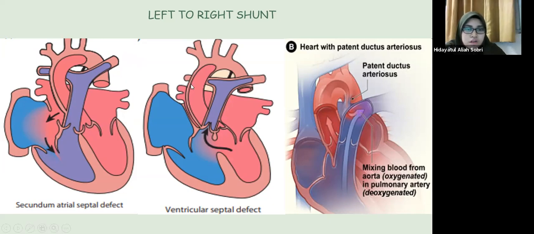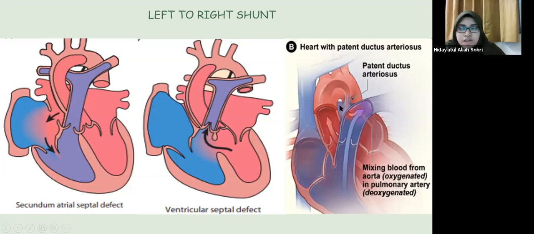And also same with the ventricular septal defect, oxygenated blood comes from the left side to the right side, and then it will enter into the pulmonary blood flow. Same also with the patent ductus arteriosus, the ductus arteriosus connecting between the pulmonary artery and the arch of the aorta.